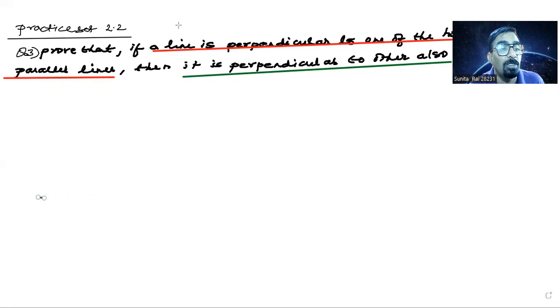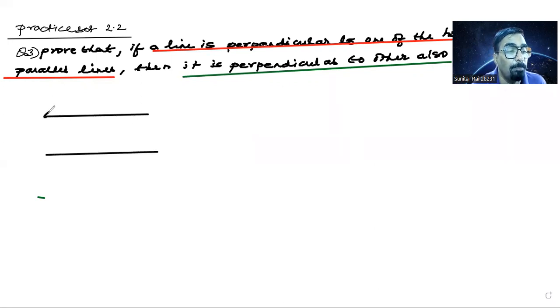So I'll draw two parallel lines. Can you see here? I draw these two parallel lines. Then I have to say a line is perpendicular to one of the two parallel lines. Suppose I name the parallel lines with two-letter names: line AB and line CD.